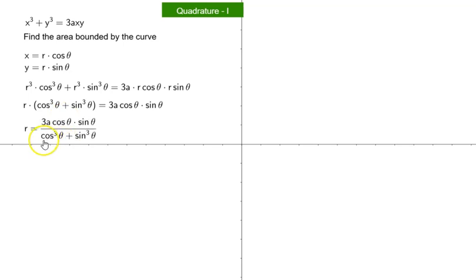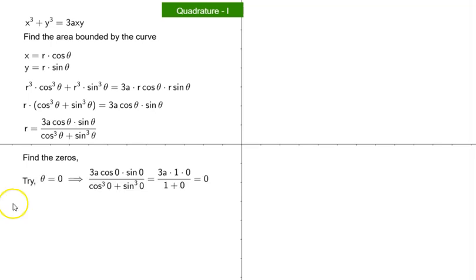So which means r is equal to 3a cos theta sin theta divided by cos cube theta plus sin cube theta. Now let's figure out the zeros. So we apply some standard values to figure out these zeros. So let's try theta is equal to 0, which gives us 3a cos 0 times sin 0 by cos cube 0 plus sin cube 0, which gives us 3a times 1 times 0 by 1 plus 0, which is equal to 0.